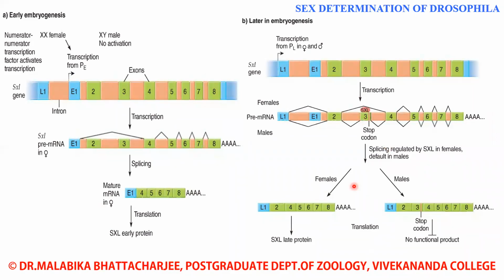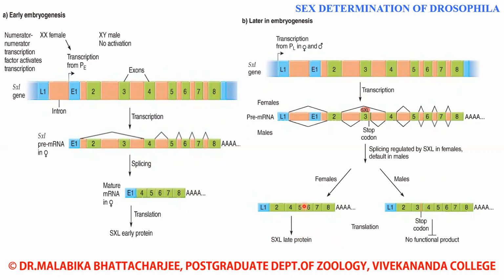So in case of females, when this is transcribed and then translated, what happens? Since there is this SXL early protein, it causes a regulated splicing of these exons. Exons E1 and E3 are skipped. In case of females, mind it, in presence of the SXL early protein, exon L1 and exon 3 are skipped, resulting in a mature mRNA with exons L1, 2, 4, 5, 6, 7, 8. And finally, this mature mRNA is translated to produce the SXL late protein.